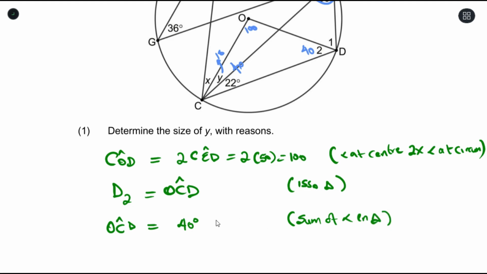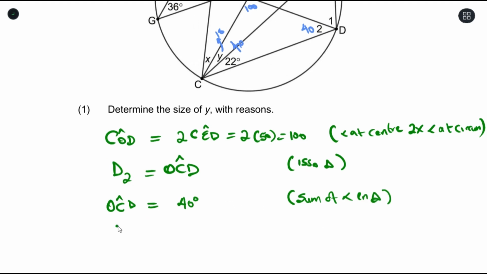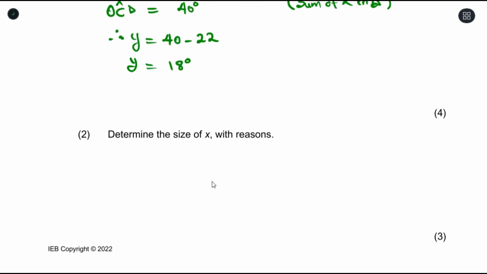Okay, and therefore y will be equals to 40 minus 22, which makes y equals to 18 degrees. Okay, so that's exactly how I went about getting my values. Now the next question says determine the size of x with reasons.